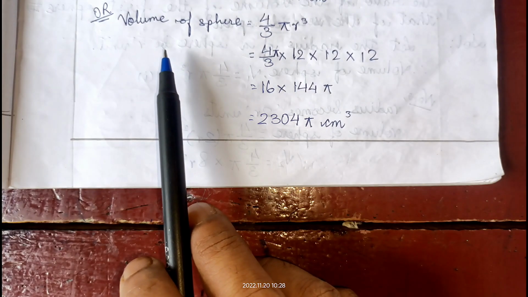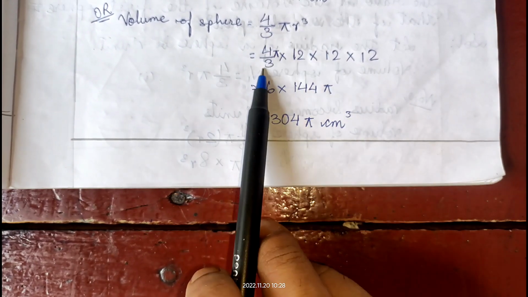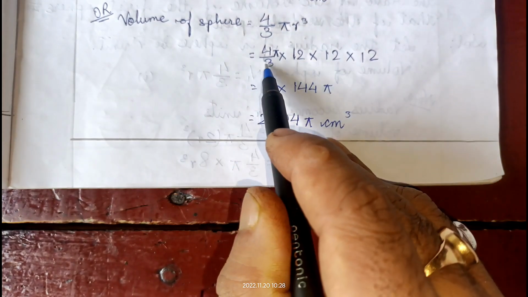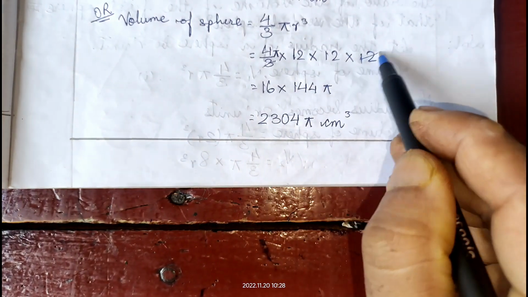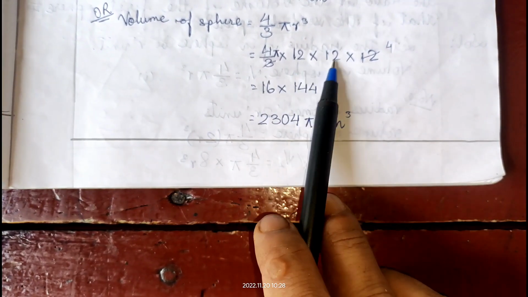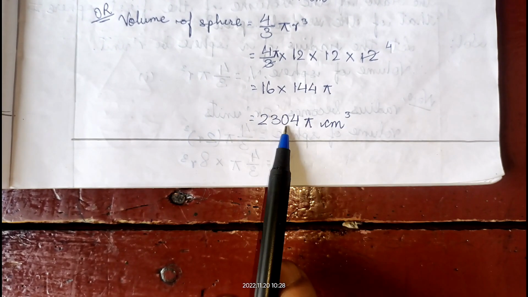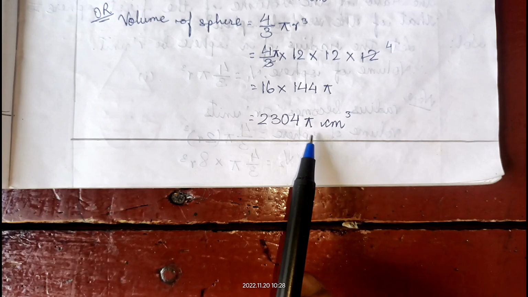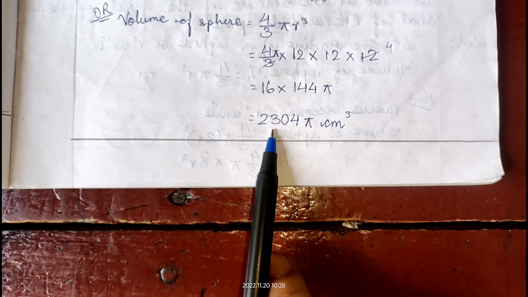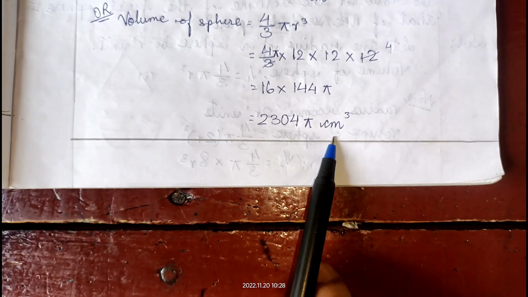In the question it is given, we have to find the volume of the sphere. So it will be 4 by 3 pi r cube. So 4 by 3 pi, radius we got 12. So it will be 12 into 12 into 12. If I cancel this 3 and 12, I am going to get 4. So 4 into 4, 16 into 12 into 12, 144 pi. 16 into 144 will give 2304 pi centimeter cube. Since in the question it is given surface area in terms of pi, so volume also should be in terms of pi. So required volume is 2304 pi centimeter cube.